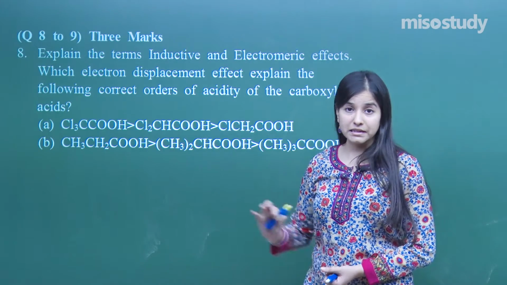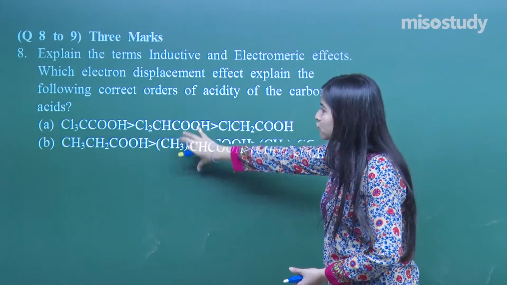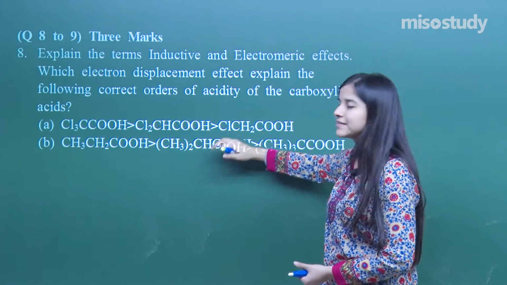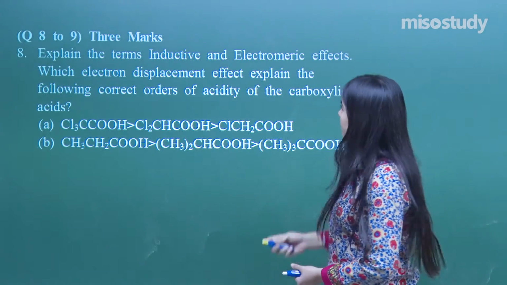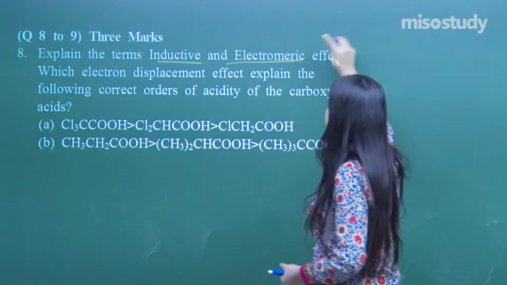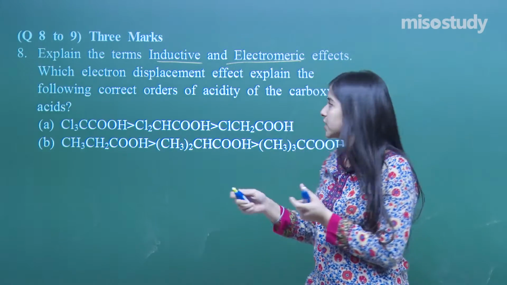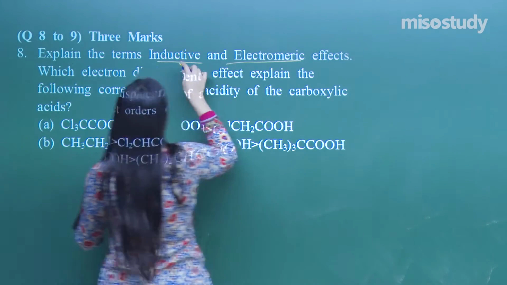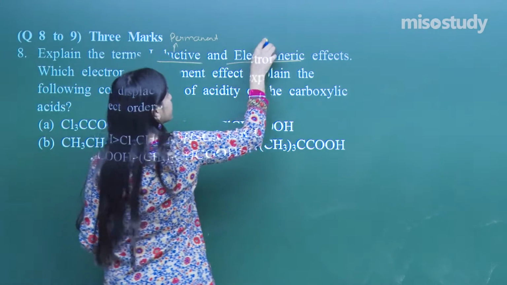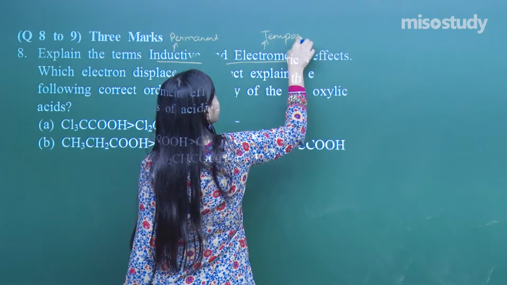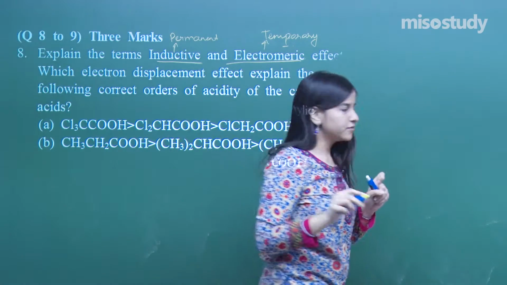I wanted to discuss this particular question because many students have doubts as to how to apply the concept in such questions, determining the acidity order or the basicity order. Fine. So first of all, what is inductive, what is electromeric? Let us discuss. What is the difference between the two? One is the permanent and one is the temporary, right? Permanent because it always prevails in the molecule, fine.